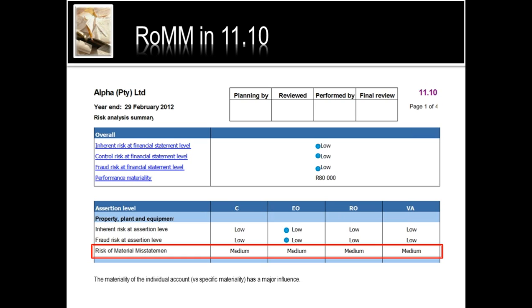So the moment that I've got an account that is material compared to the materiality, at that point in time, the risk of material misstatement will at least be medium. It can never be less than that. Okay, so that means because I've got a material balance or account that is material, I have to go and do lots of work to address that risk.